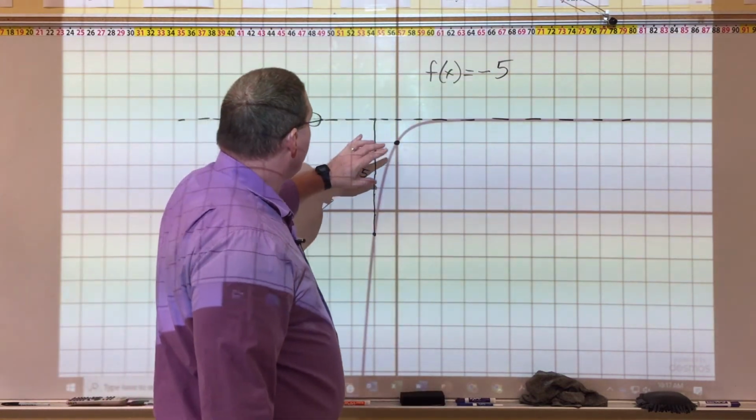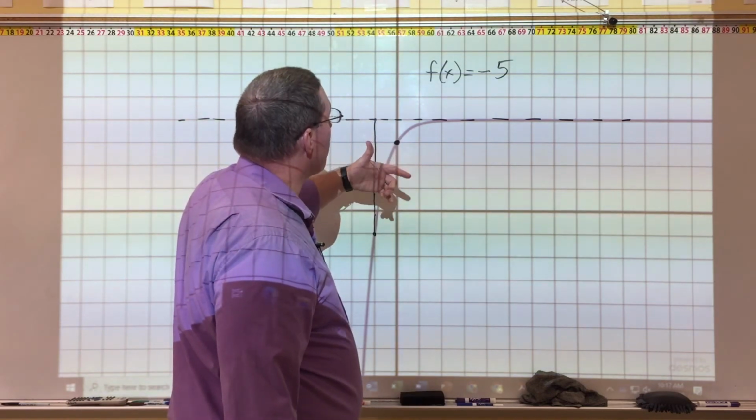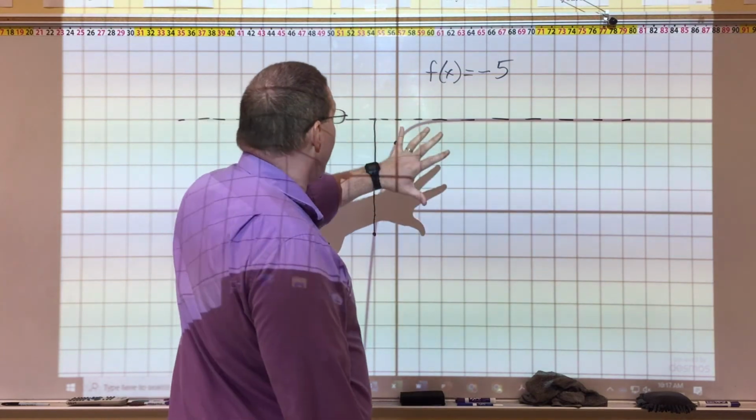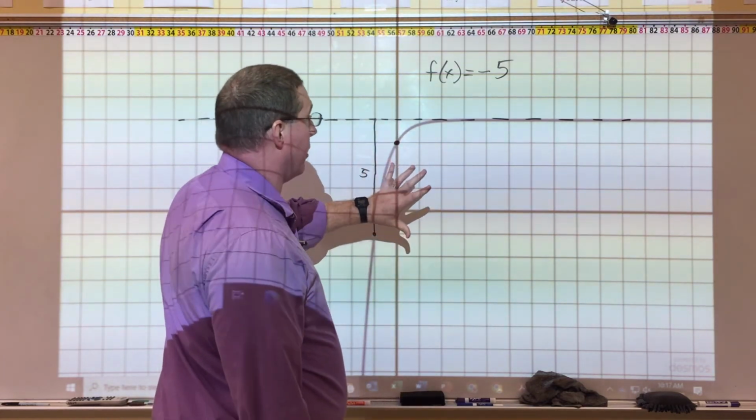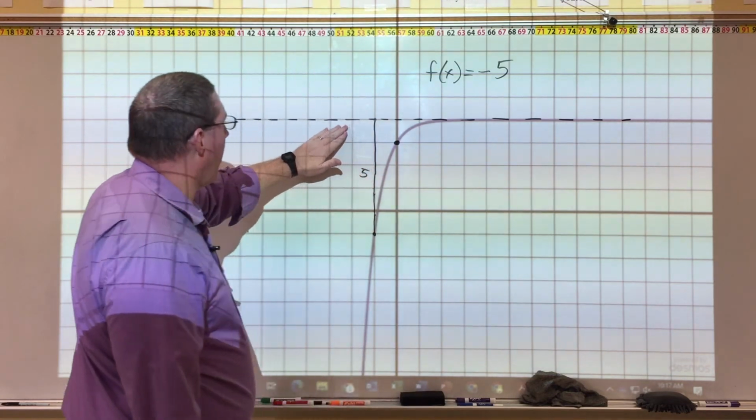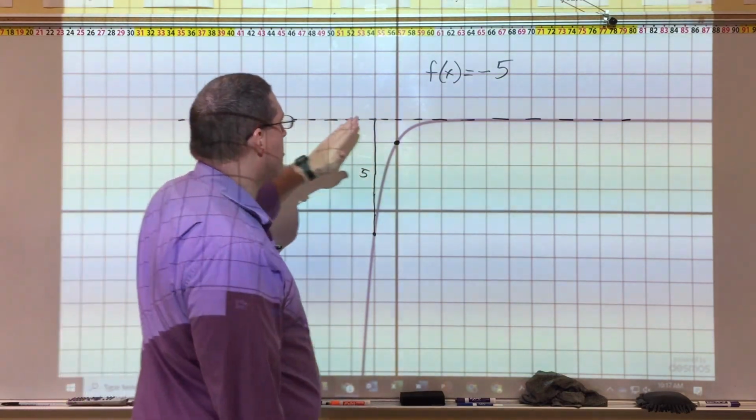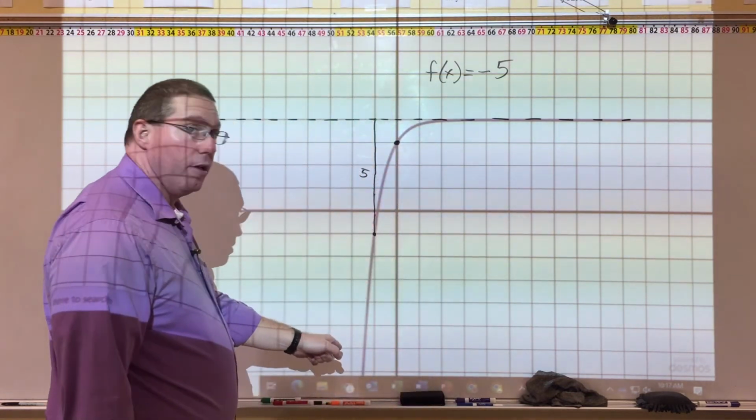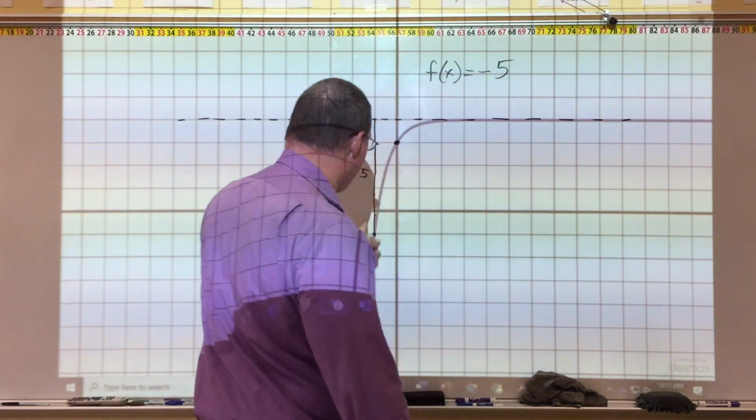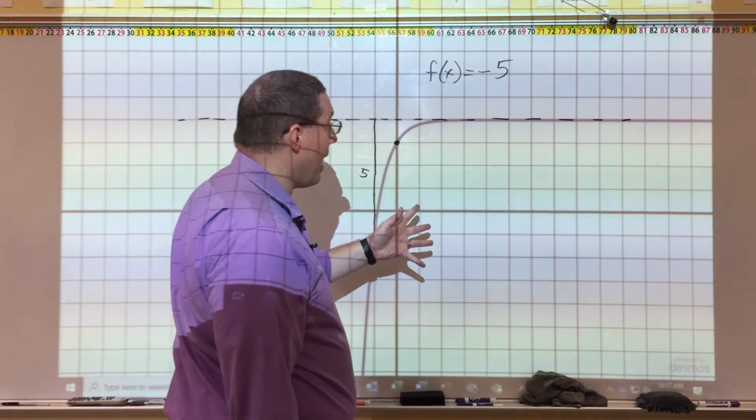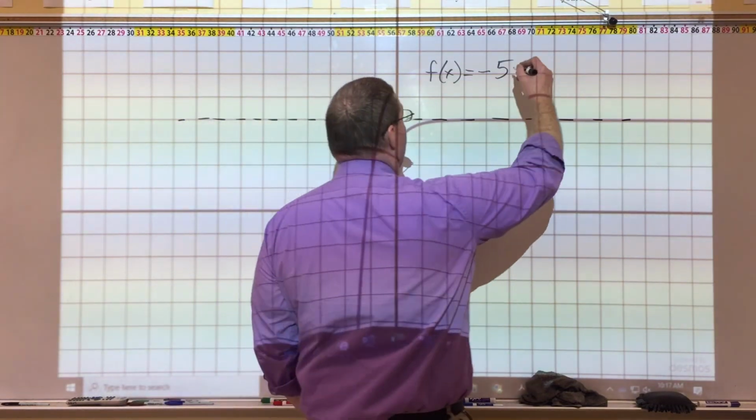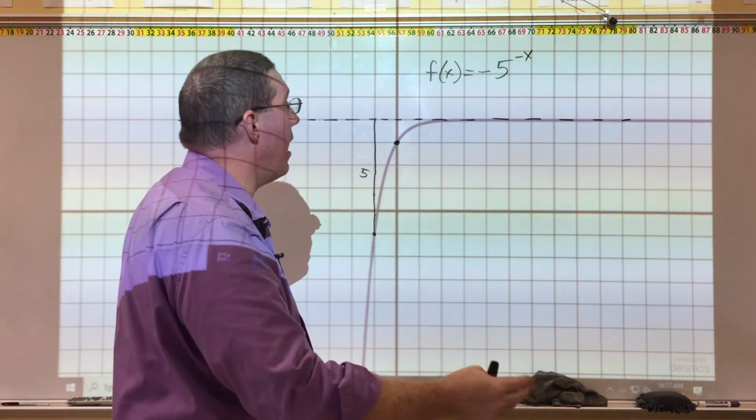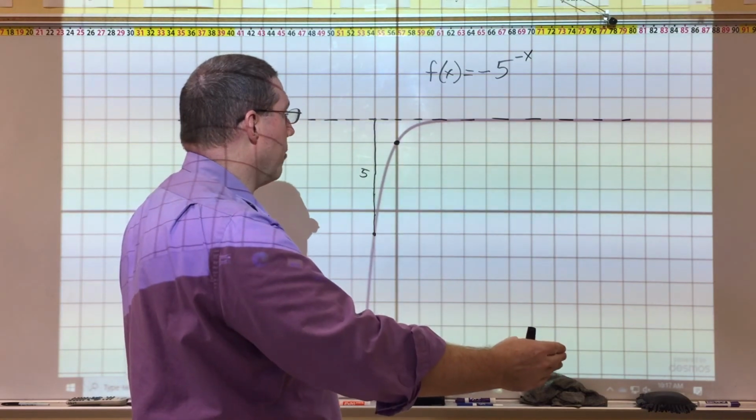Now, we need to know whether there's a negative on the x, right? Well, the negative on the x happens if there's a backwards reflection. Now remember, normally the graph is flat to the left and steep to the right. But this one is flat to the right and steep to the left. Therefore, this is backwards, so there's a negative on the x. So we'll say to the power of negative x. So this is negative 5 to the negative x power.